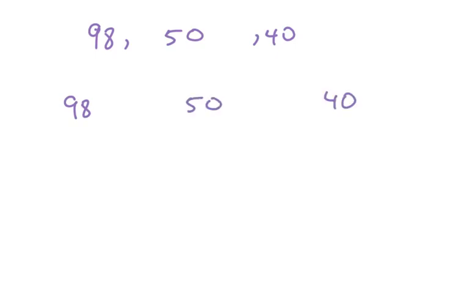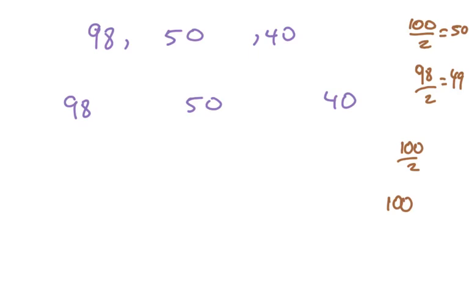Now, when I do 98, recall that we know 100 divided by 2 is 50. I think that's pretty common knowledge. So if I drop 2 down, it makes sense that it's the same thing as dropping 1 down to 49. Another way of thinking about this is if 100 divided by 2 is 50, then 100 minus 2, if I divide both of these by 2, would be 50 minus 1, which is 49.